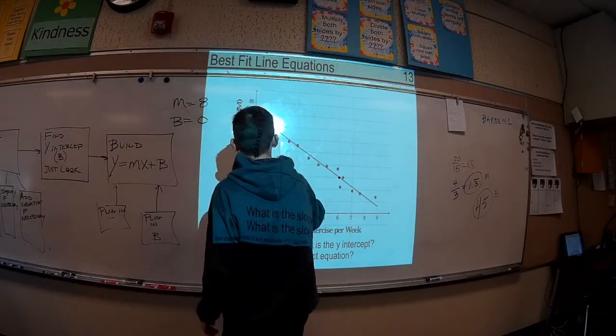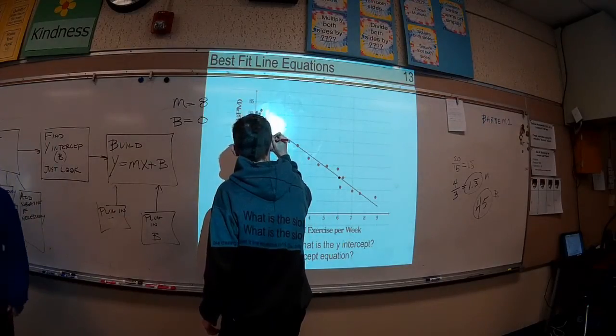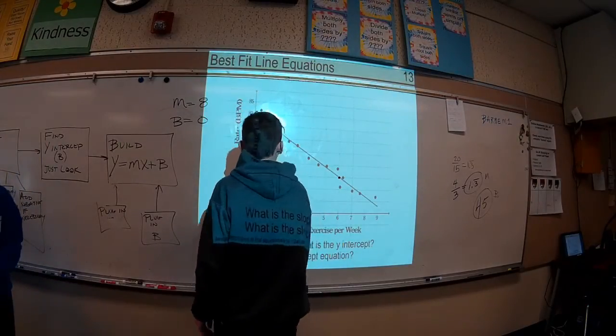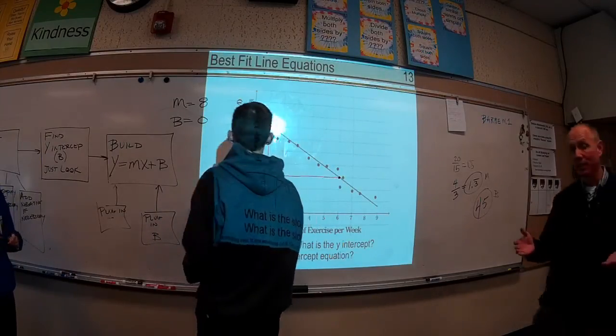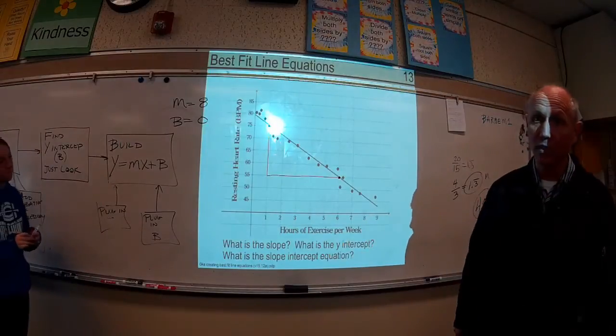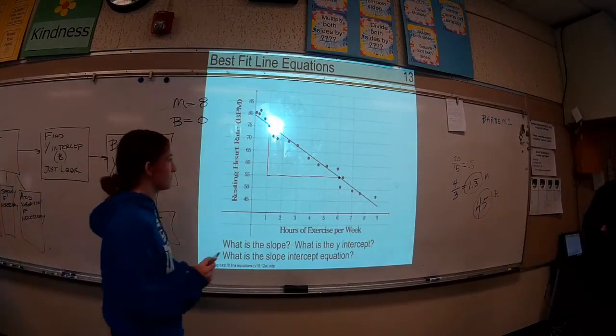Mr. Barre, wouldn't the one with the 80 be a good point too though? You know what? It's nicer to get points that are a little bit farther apart, but you could have used that one also. It's a scatter plot. On a test, I'll accept a range of values. Okay.